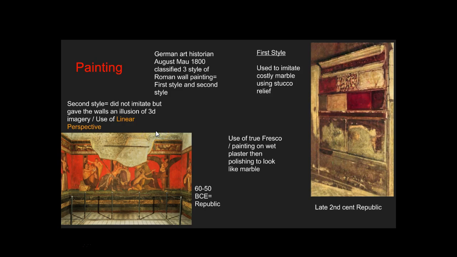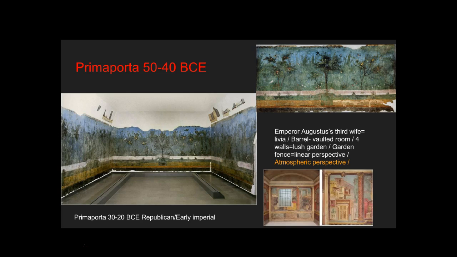It didn't imitate, but it gave the walls an illusion of 3D imagery. So inside a typical Roman home, it was in a city, so there were no windows because they couldn't have the noise or the dust or the nasty from the outside coming in, so they needed to paint these things on the wall to make the room look much bigger. What we're looking at, here are some more in second style. What we're looking at here is linear perspective.